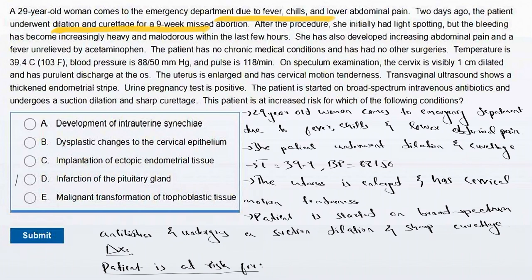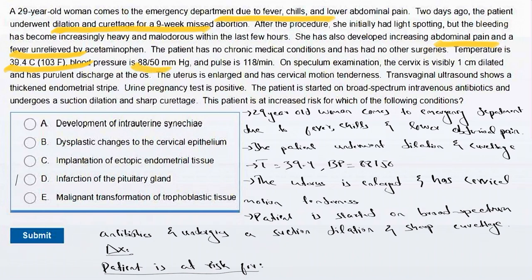A 29-year-old woman comes to the emergency department due to fever, chills, and lower abdominal pain. 2 days ago, the patient underwent dilation and curettage for a 9-week missed abortion. After the procedure, she initially had light spotting, but the bleeding has become increasingly heavy and malodorous within the past few hours. She also developed increasing abdominal pain and a fever unrelieved by acetaminophen. The patient has no chronic medical condition and has had no surgeries.